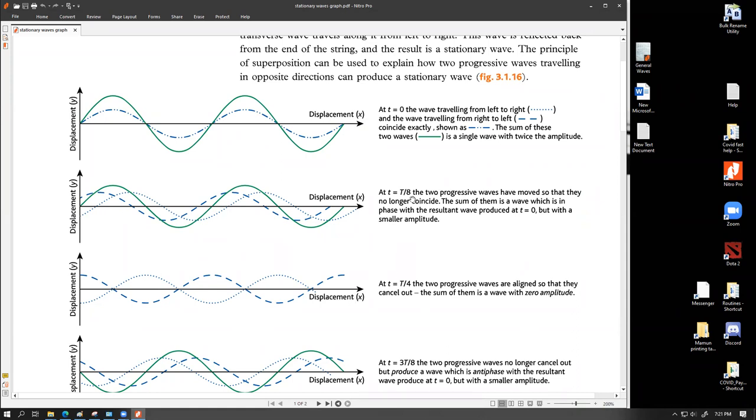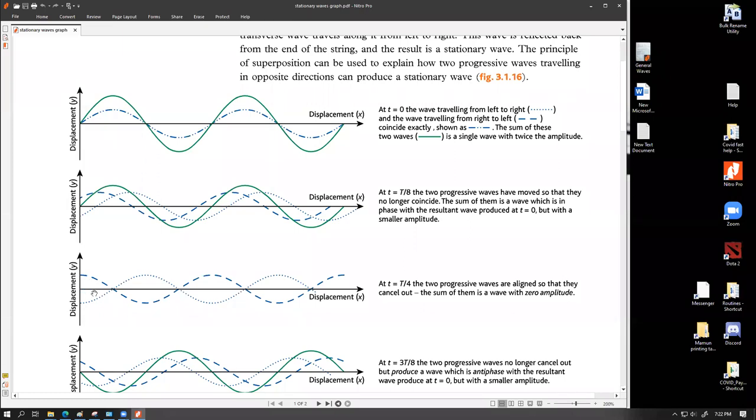After another T by 8, which means at t equals T by 4, both the waves have moved by a quarter of a wavelength, or a quarter of a time period has passed. Now the situation is such that both the waves are perfectly destructive towards each other. This part of the wave is trying to push the wave up. This part is trying to push that wave down, and vice versa, and vice versa. It goes on.